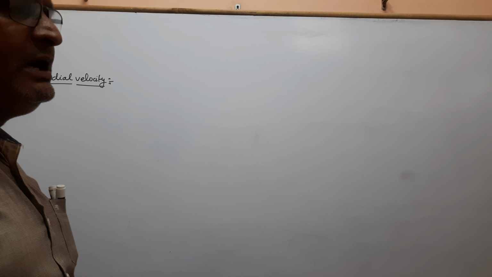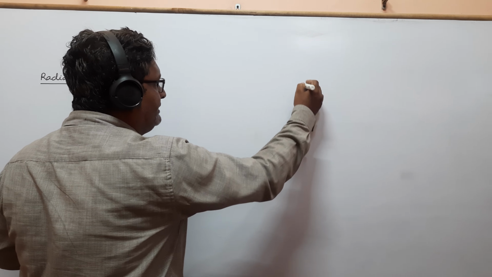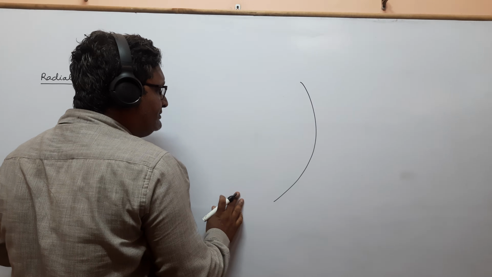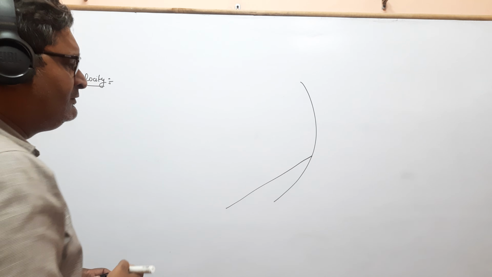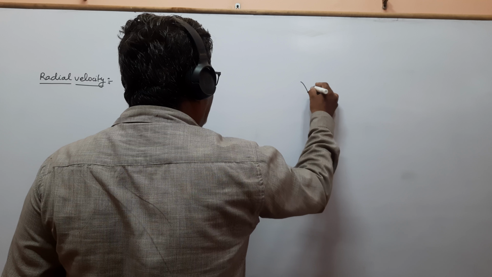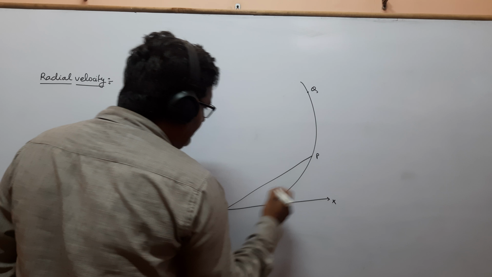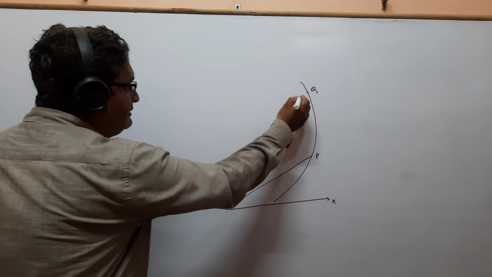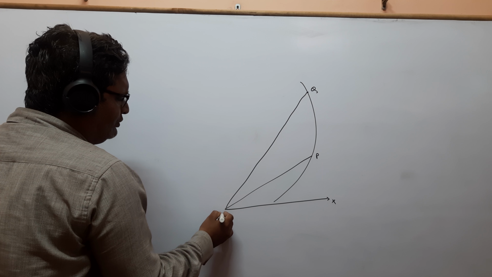Hello friends, now we discuss the formula for radial velocity. So let us suppose that there is a moving particle which moves on a curve. At time t, this particle is at point P, and after del t time this particle goes to the point Q.